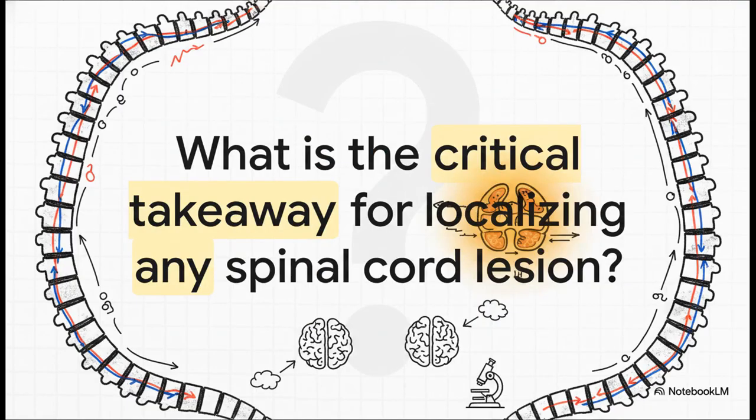So that really brings us to the big picture here. Becoming great at neurology isn't about memorizing a huge list of syndromes. It's about truly understanding the pathways. The single most important thing you can take away from this is that if you know where the major tracts run, and more importantly, where they cross, you can solve almost any spinal cord localization problem. So what pathway are you going to master next?